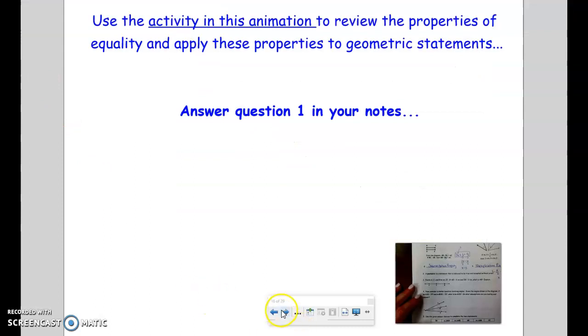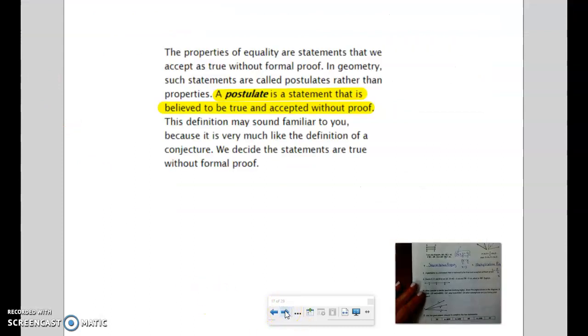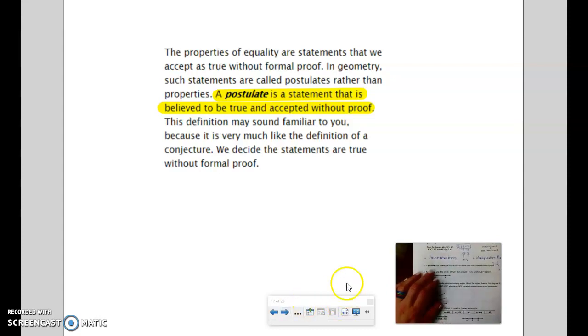Also, in our proofs, we will be using what are called postulates. So you have the definition of a postulate on number 2 in your notes. A postulate is simply a statement that we believe to be true, but we accept it to be true without a formal proof. So there's not a formal proof, step by step, that actually shows the statement to be true. It's just something that we believe to be true and accept it to be true without proof.